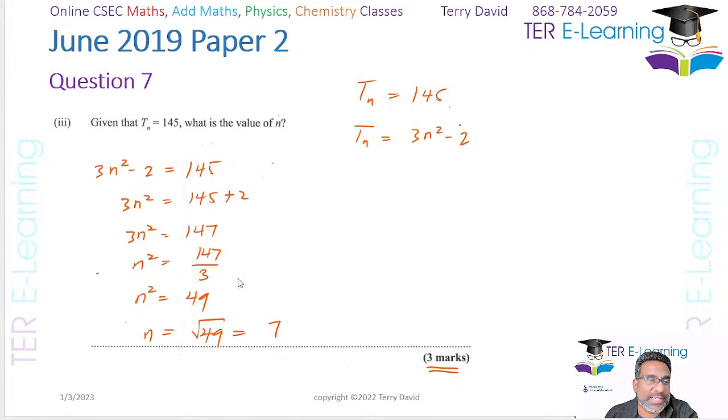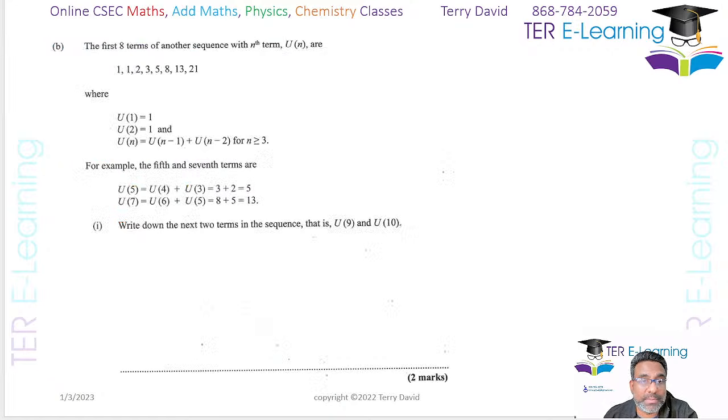Right? So even if students made it to this stage of the question, many of them had no clue how to work this part out. And that's understandable, right? Now, this is part B here. They said the first 8 terms of another sequence, right, with nth term. So what they're telling us now here.